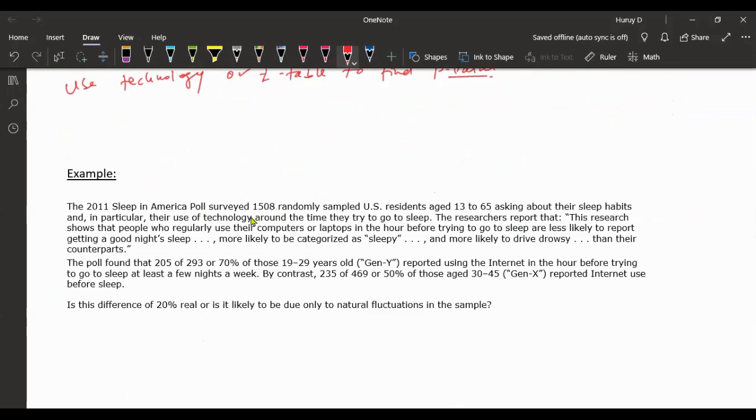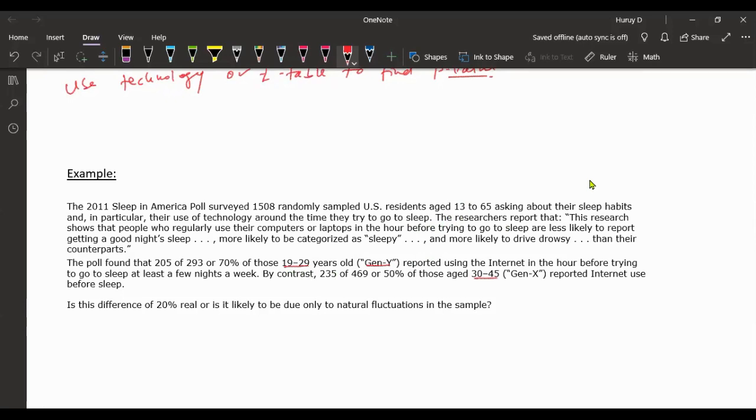So here, this is about a poll that had been conducted in 2011. And here we have groups of people based on their age. The first group they call Generation Y. It's between the ages of 19 to 29. And the second group is Generation X, between 30 and 45.